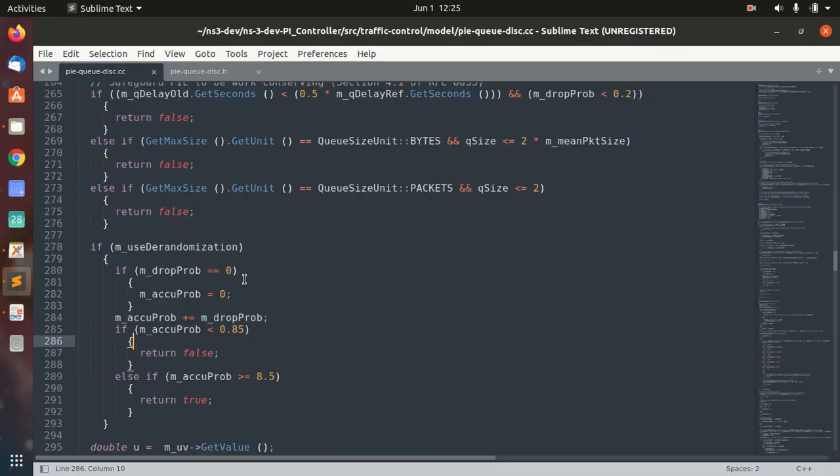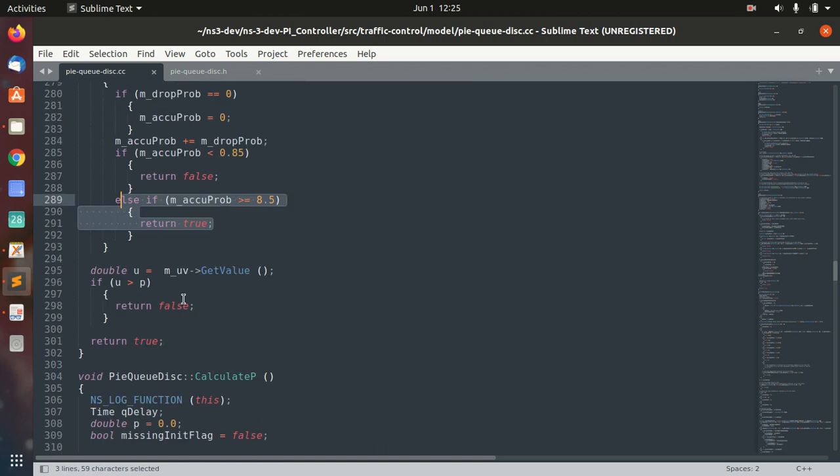And it does the same thing. It accumulates the drop probability, then it checks if it is less than 0.85, simply returns false, meaning allow the packet to enter into the queue. If it is greater than 8.5, then simply returns true, and drop the packet. Else it checks the drop probability value against the uniform random variable. If the uniform random variable is greater than p, then returns false, meaning allow the packet to enter into the queue. Else return true, meaning drop the packet.